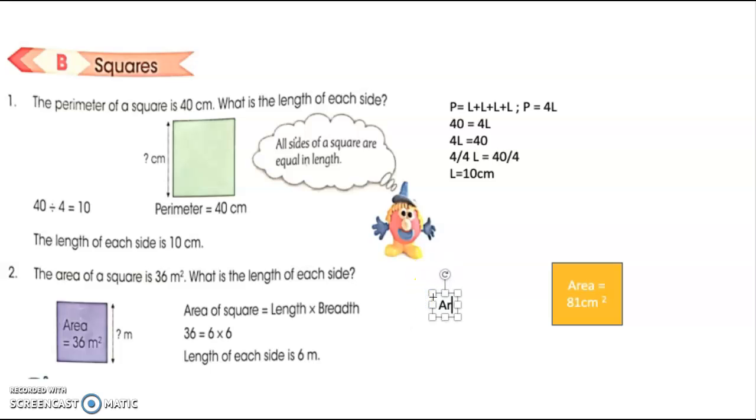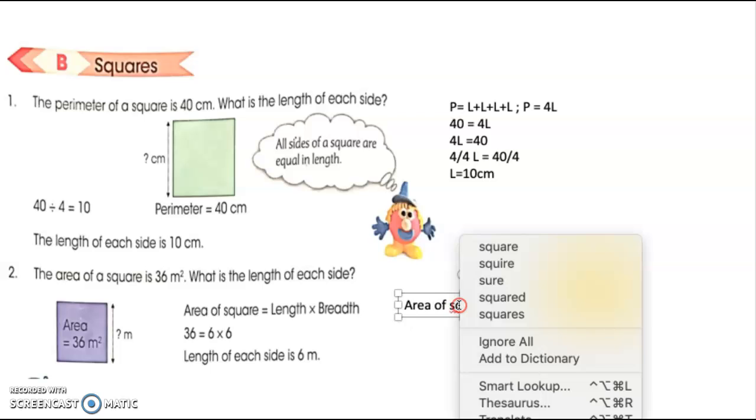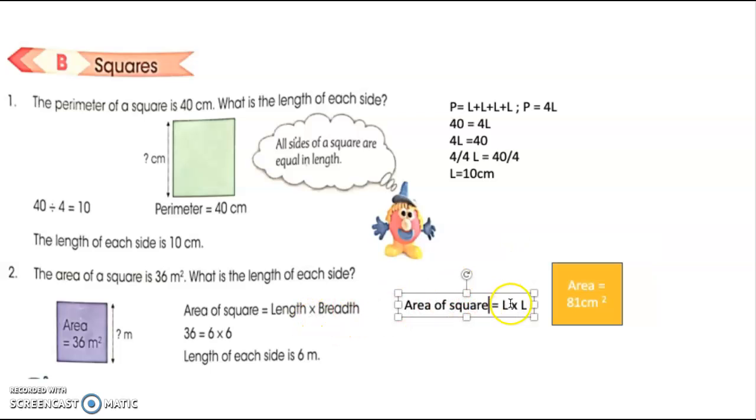That means I will write it as area of square equals length times length. Write it like this. You may say it's breadth, but we know that length and breadth are the same in a square.